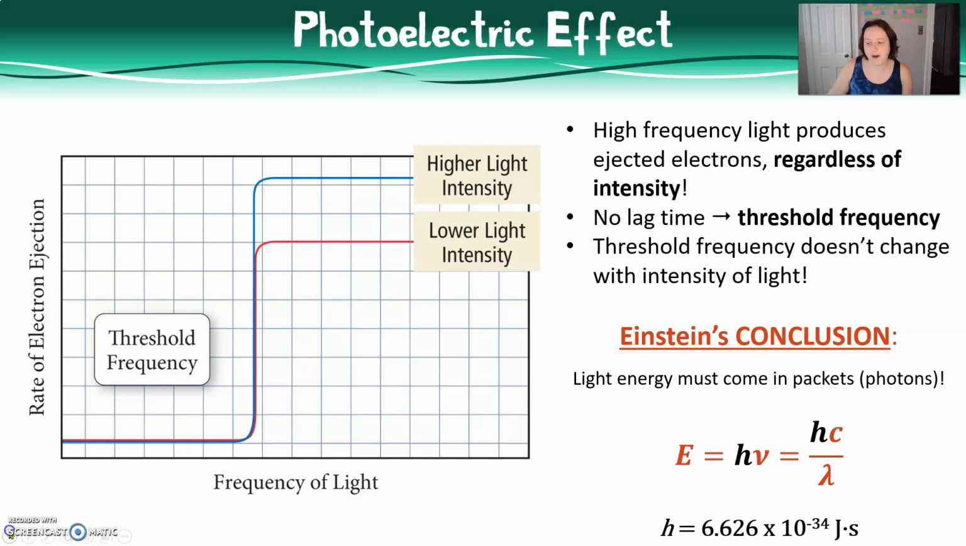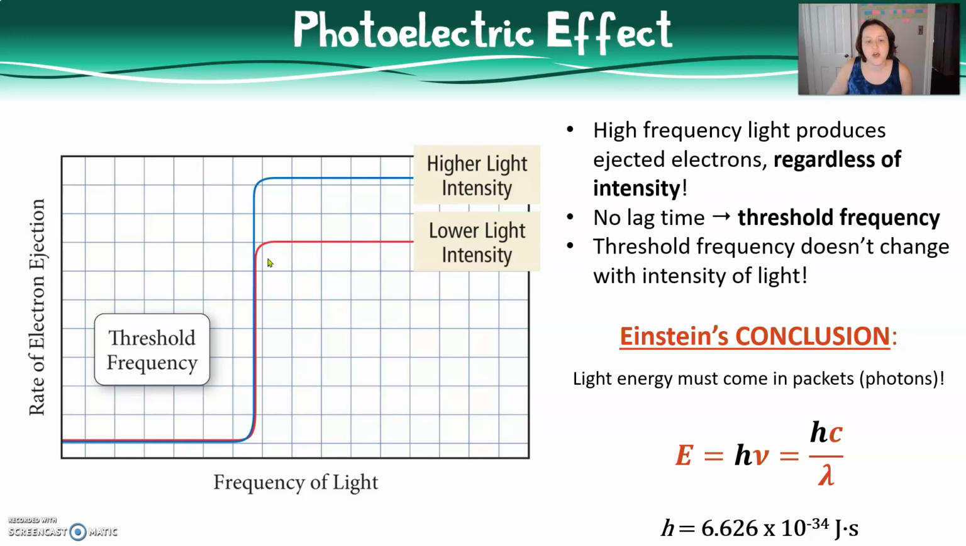They also hypothesized that if low frequency light wasn't able to provide enough energy at first, that maybe exposing the metal to lower frequency light for a long period of time may eventually build up enough energy in the metal to lead to electron ejection. But this also was not the case, and no lag time was witnessed when reaching the threshold frequency needed to eject electrons. Ejection just happened instantaneously, so there was no evidence to support a buildup of energy needed to eject an electron.